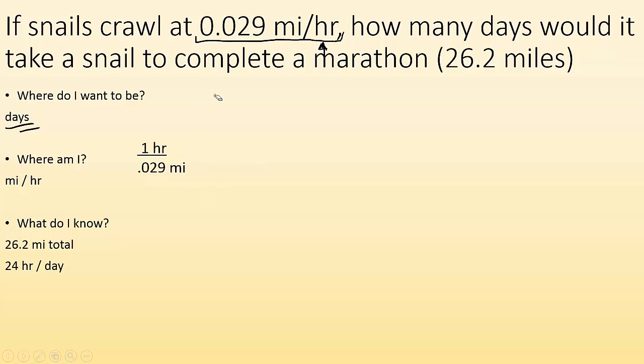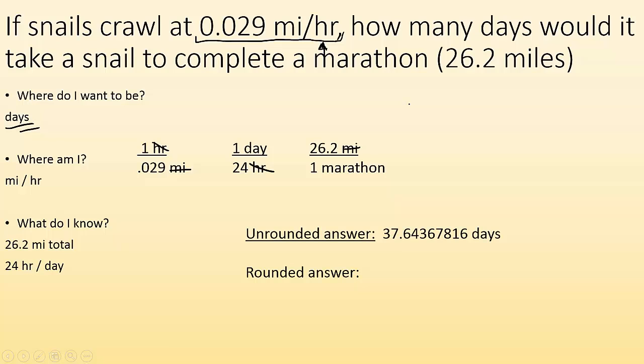So now I go, all right, well, how many miles do I got to go? Oh, well, let me start with hours. I got to convert hours into days. So I do 1 day is 24 hours. I got to put the hours on the bottom so that the hours cancel out. And then I can do my miles. Now I got 26.2 miles. I'm going to put miles on top so it cancels out with miles on the bottom from what I start with. And that's for 1 marathon. And what do I get? Well, I plug in my calculator.